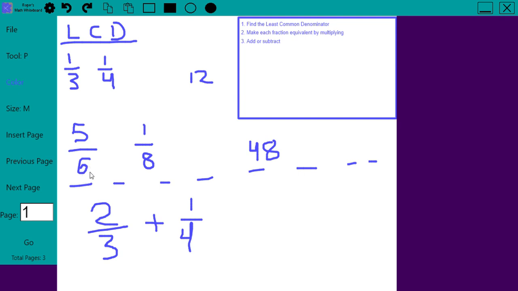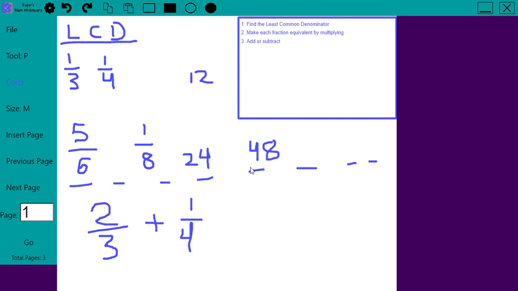So 6 times 1 is 6, 6 times 2 is 12, 6 times 3 is 18, 6 times 4 is 24. And then I'm going to stop at 24. Alright, 8 times 1 is 8, 8 times 2 is 16, 8 times 3 is 24. So now I know my least common denominator is 24, because 6 times 4 is 24 and 8 times 3 is 24. So 24 is the smallest number that both 6 and 8 divide evenly into.